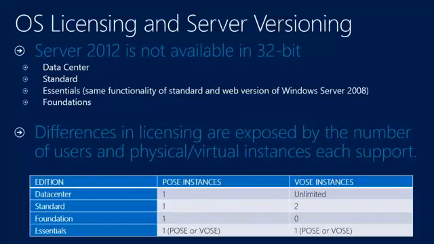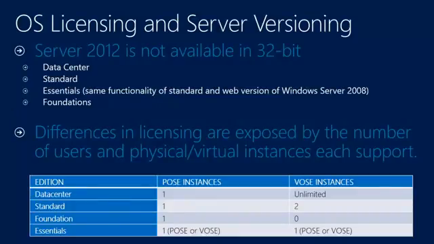Essentials and Foundation are more for small business units, where Essentials gives you the ability to have up to 25 users managing on that server, and then Foundation, which is a much smaller space of 15 users. Now, this also talks about the differences in licensing. Basically, they're exposed from the Standard and the Datacenter based on the physical or virtual instances that each support. Again, that's the licensing difference.